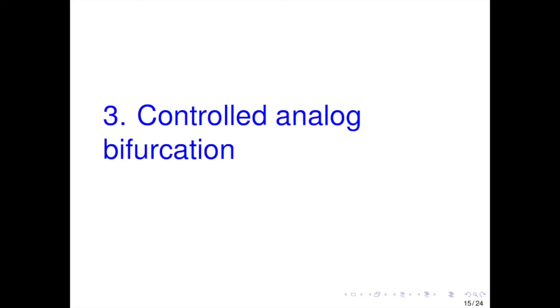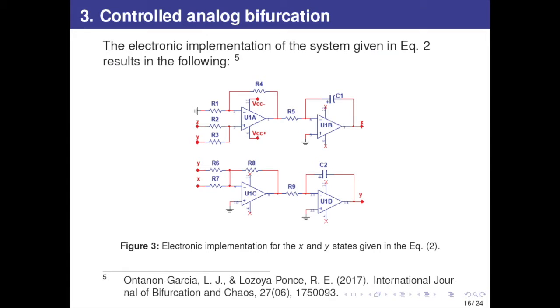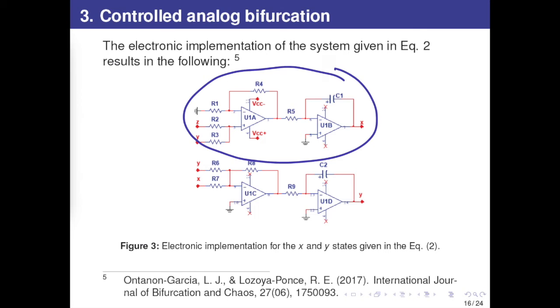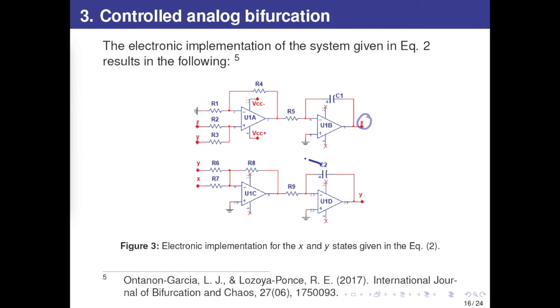Now, the construction of the electronic implementation will be discussed along with the control analog bifurcation. The following circuit diagrams depict the analog construction of the system by means of operational amplifiers. Here, in the upper part, we have the circuit for the variable x, and in the lower part, we have the circuit for the variable y. A more detailed explanation on how to construct these circuits can be found in reference number 5.